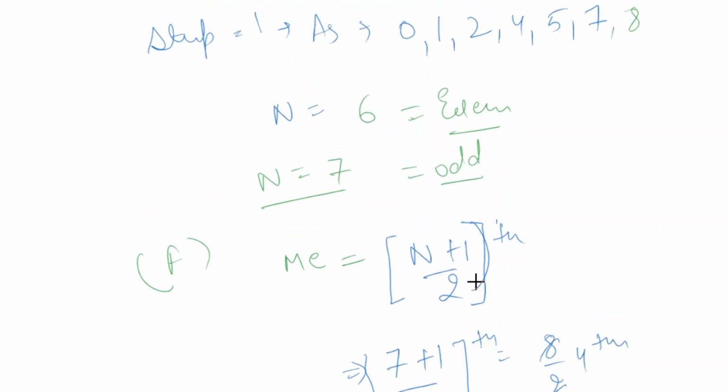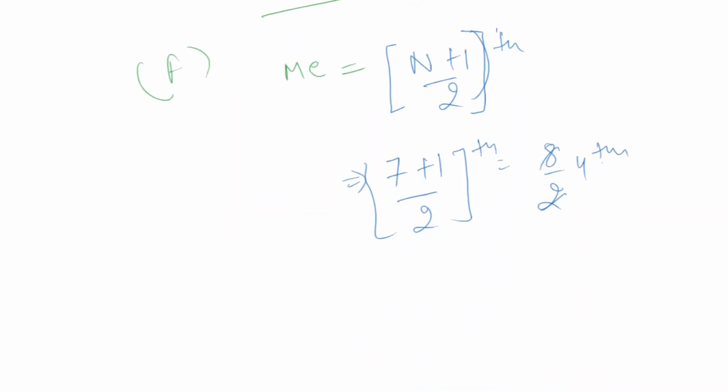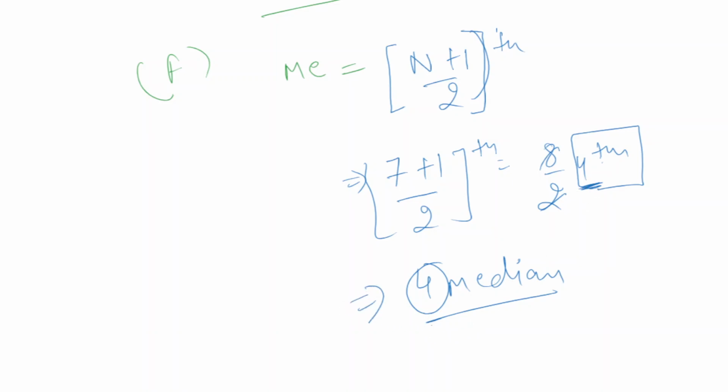Now you have arranged them in a sequence, that was 0, 1, 2, 4, 5 and 8. Calculate the fourth term. 1, 2, 3, 4. The value is 4. Now this 4 is the median. Here this 4 does not represent this 4. This is the fourth term, and this is the answer of that particular value.